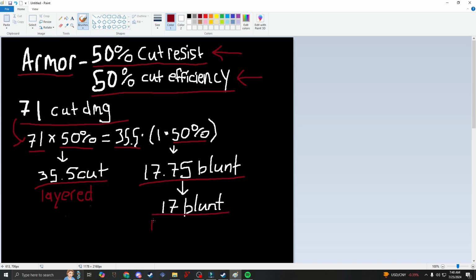And that's going to be rounded down to 17. It's always rounded down, no matter how close to the next whole number, it's always rounded down to the whole number that it is. Now that blunt damage taken from the cut efficiency is directly applied to your character regardless if you have blunt resistance or not. It already went through the cut resistance formula. It is directly applied to your character no matter what.